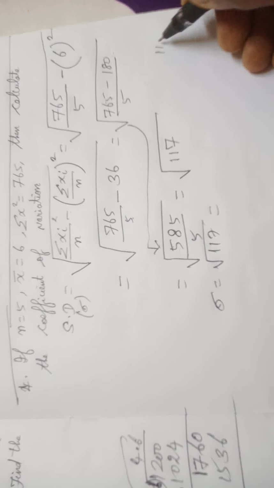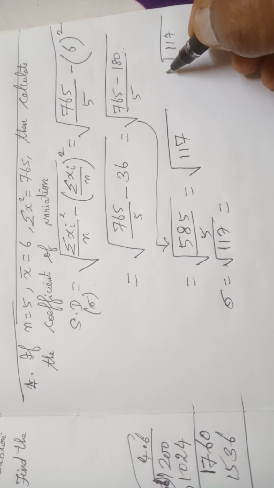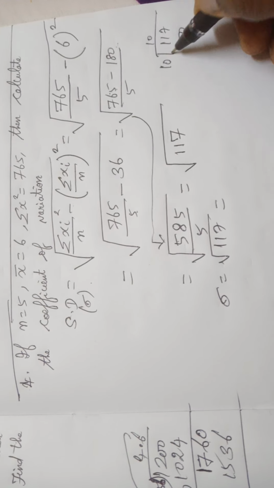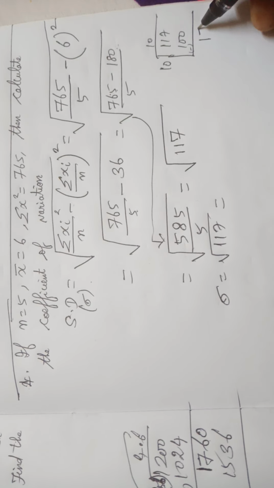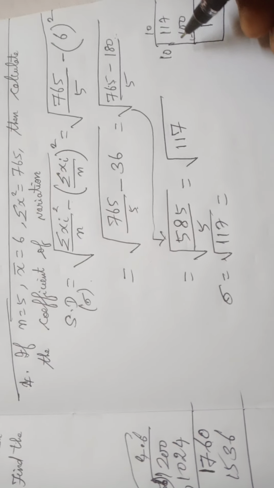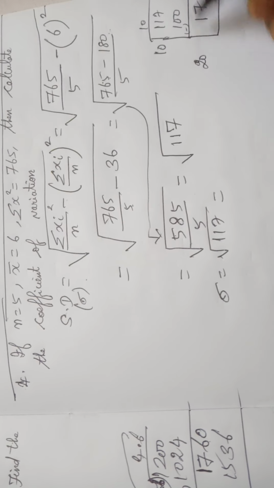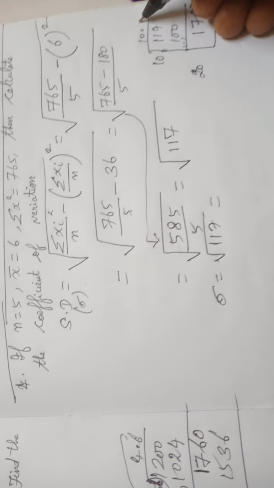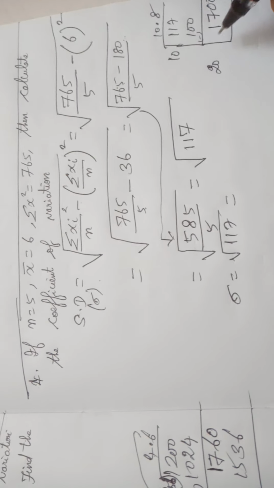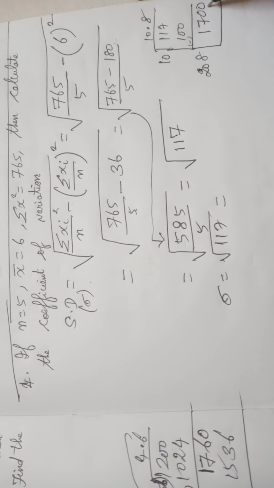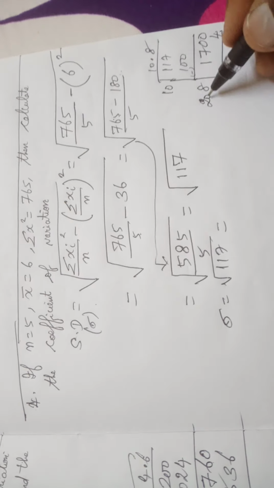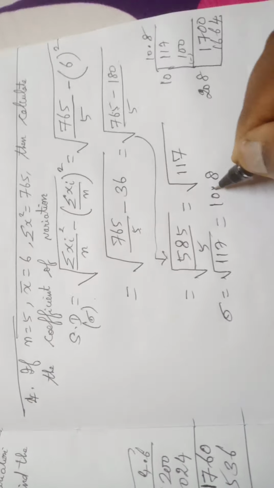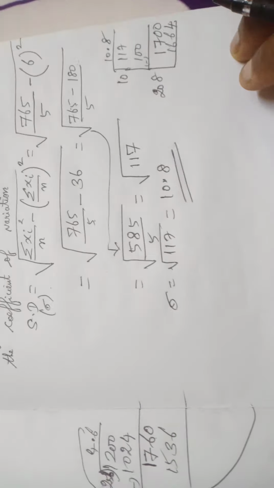So while we are taking square root for this 117, how much will it come? We will check and verify it. 10 into 10, 100 minus 17. 10 plus 10, 20. Now point 0 0 we can put because here 0. So now we can put 8. 8 into 8, 64. Balance 6. 8 into 0, 0. 8 2s are 16. So 10.8 is the value of the standard deviation.